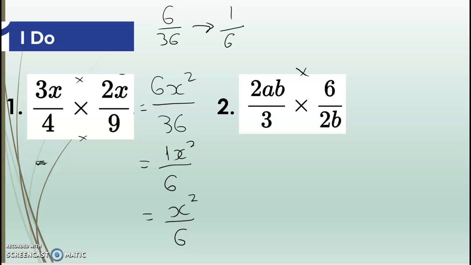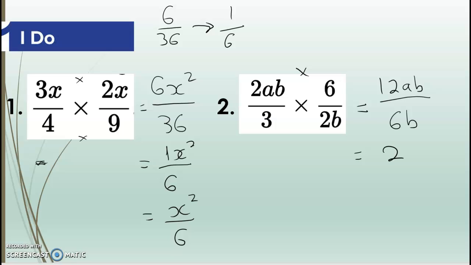Let's do one more multiplication. Doing the numerators again here. I've got 2ab over 3 times 6 over 2b. So numerators multiplying together will give me 12ab. The denominators, 3 times 2b gives me 6b. Now we see if we can cancel. 12/6 is the same thing as 2/1.